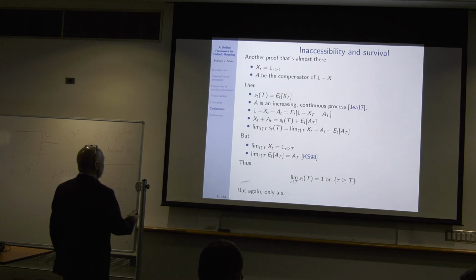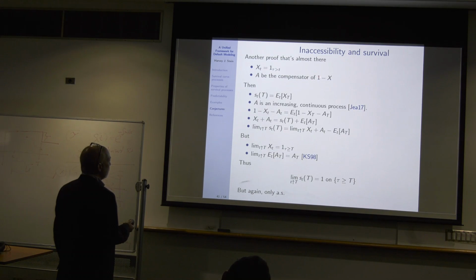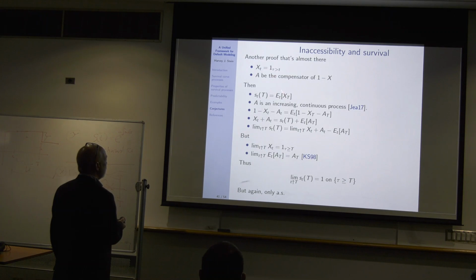Now we can also almost prove this. Take x sub t to be the indicator of tau greater than or equal to t, and take A to be the compensator of 1 minus x, because usually you write the compensators in terms of the other direction. The survival probability at cap T is the expected value of x sub cap T. A is an increasing continuous process.